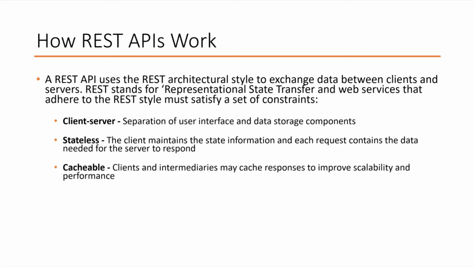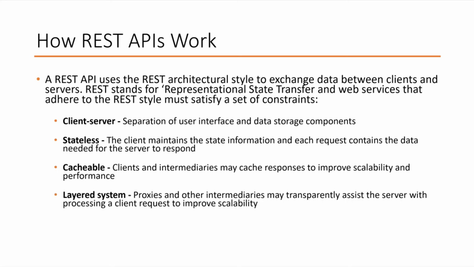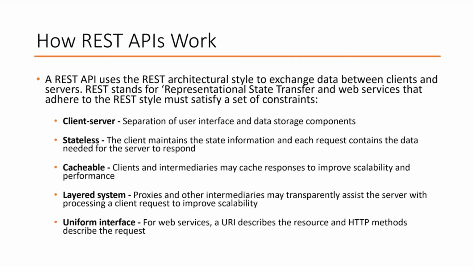The third constraint that the REST architecture style must fulfill is cacheable. Clients and intermediaries may cache responses to improve scalability and performance. The fourth constraint is layered system. Proxies and other intermediaries may transparently assist the server with processing a client request to improve scalability. And the last constraint is uniform interface. For web services, a URI describes the resource and HTTP methods describe the request.